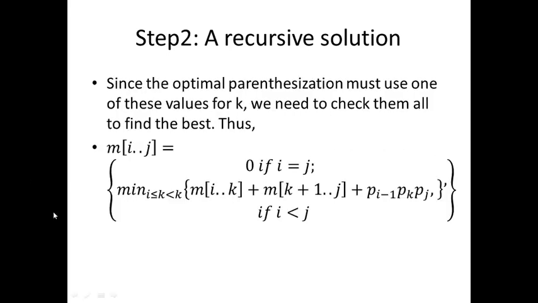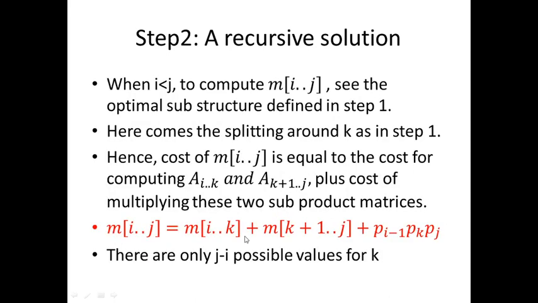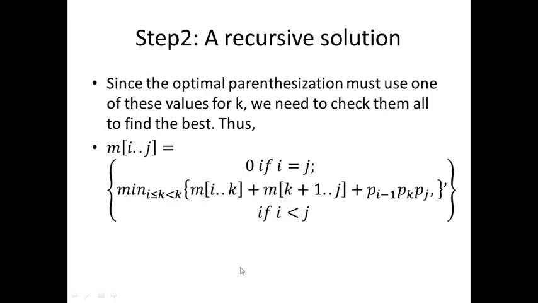Then the final recursive definition is m[i, j] will be 0 if i equals j. Otherwise it will be the minimum over the splitting value k of the previous equation, where i is less than j. And what is the value for k? We don't know. There are j minus i possible values for k.